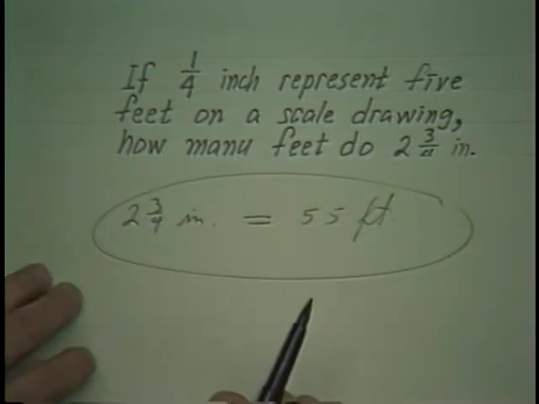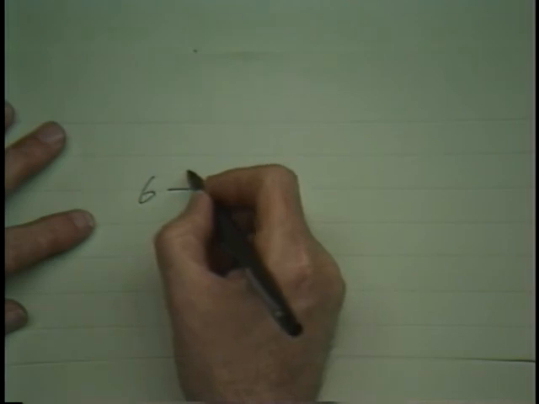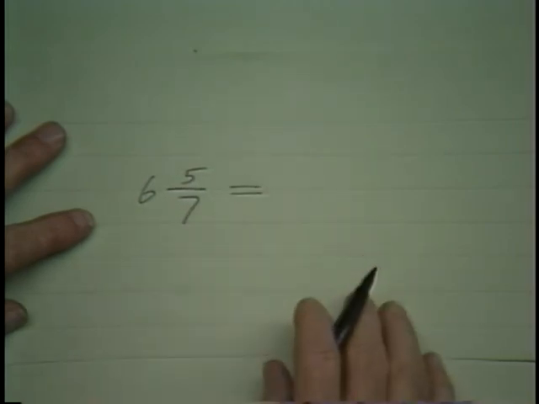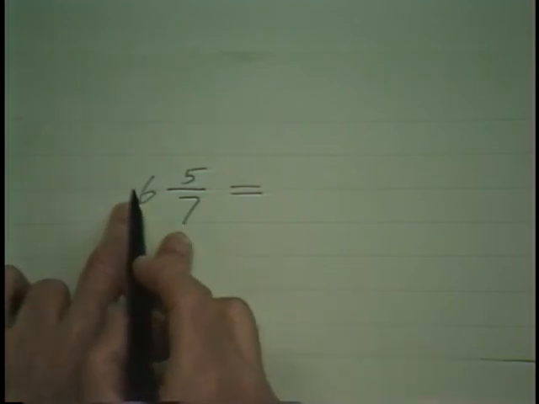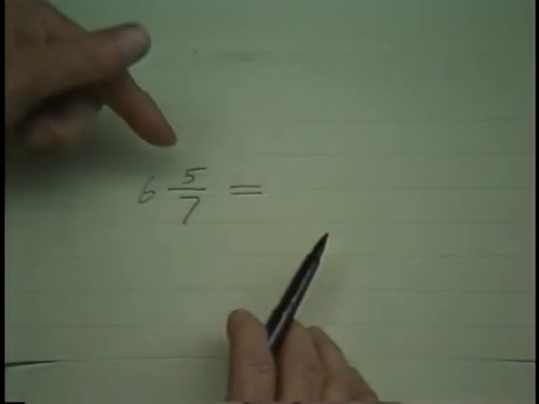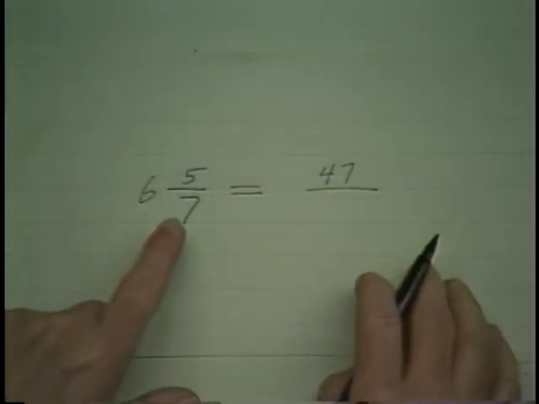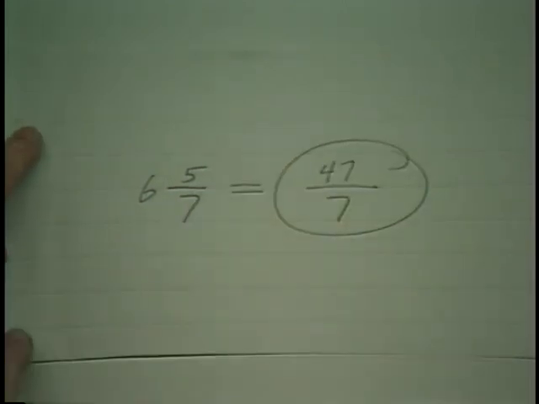There it is. Our task is just that simple. To change a mixed number to an improper fraction, we simply multiply these two, the denominator times the whole number, that's 42, add to the numerator, 47, put over the original denominator, and you're done. Let's make this a short lesson and leave it right there, easy as it is.